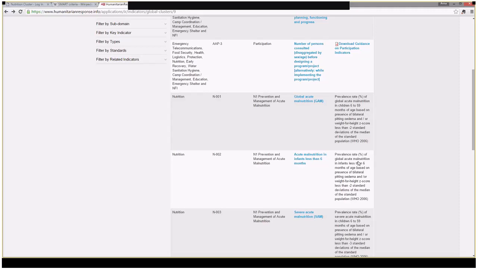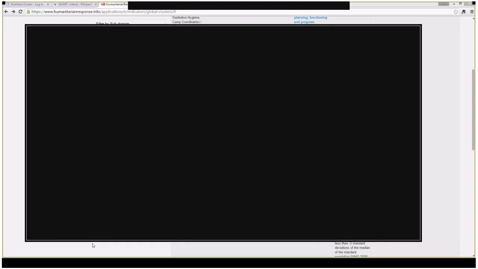For example, number of caretakers of children 0 to 6 months who received infant and young child feeding counseling or health education. And of course, all the indicators should be time related, so you know by when you have to achieve this indicator. And I think that's everything I wanted to tell you on the indicators registry. And if you have any questions on this, I'm happy to answer them now.